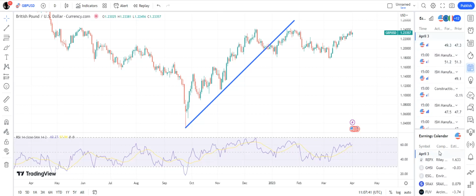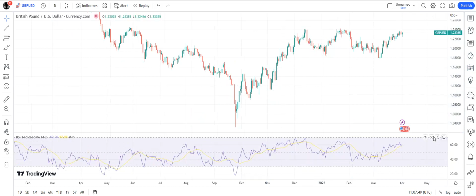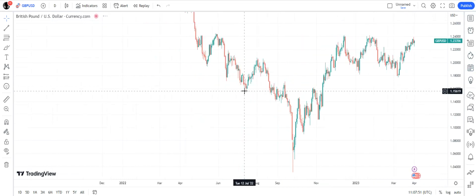Overall, the key to analyzing Tradingview charts is to use a combination of technical analysis tools, such as indicators, and fundamental analysis tools, such as news and events, to make informed trading decisions.